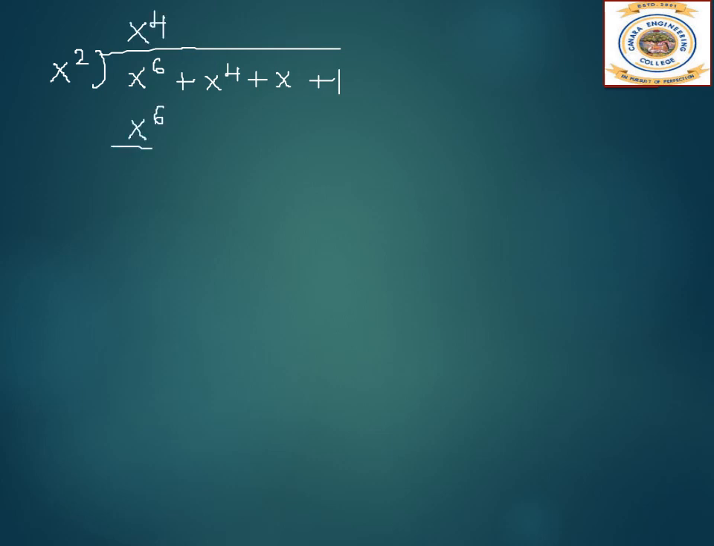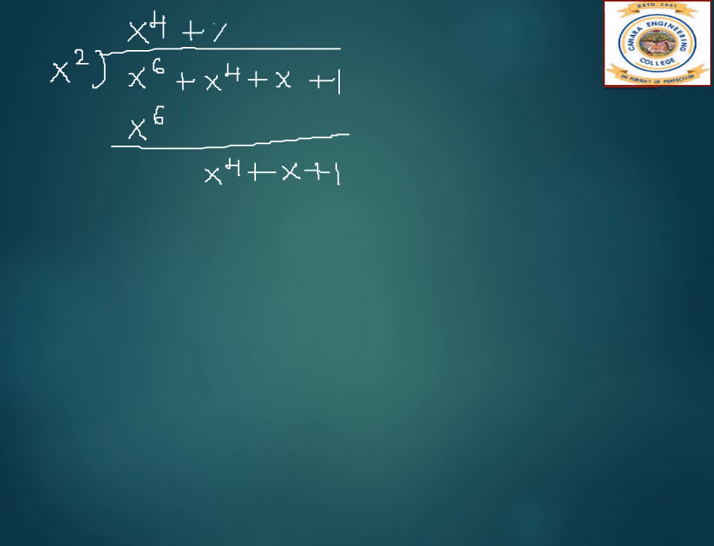So let us continue with the division process. Now I have to divide with the previous remainder. Previous remainder is x square. So here we have to write x to the power 6, that is b, plus x to the power 4 plus x plus 1. So if I need x to the power 6, I need x to the power 4 over here. So we get x to the power 6. So what do we get? Remainder is x to the power 4 plus x plus 1.